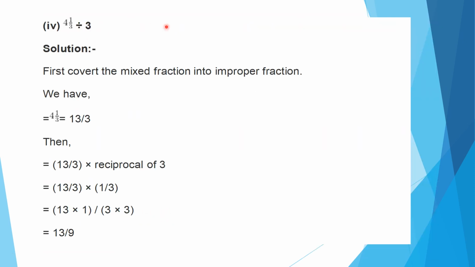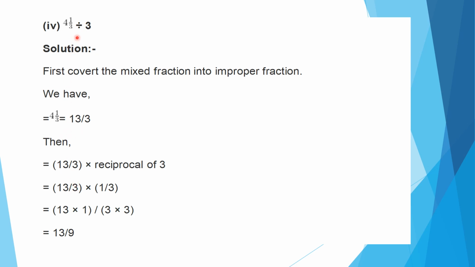Next sum is like this. 4 1 by 3 divided by 3. Here division of fraction by whole number. What we have to do? First we have to convert this mixed fraction into improper fraction. When we convert that into improper fraction, it will become 13 by 3.